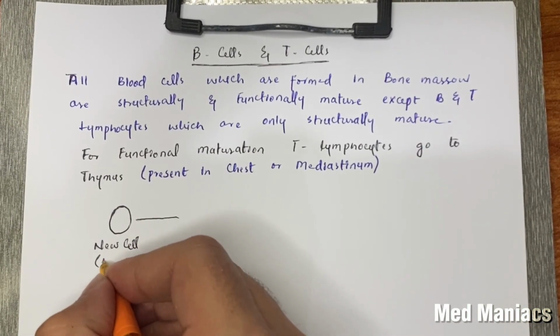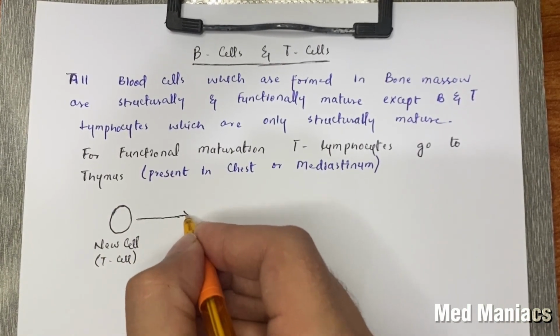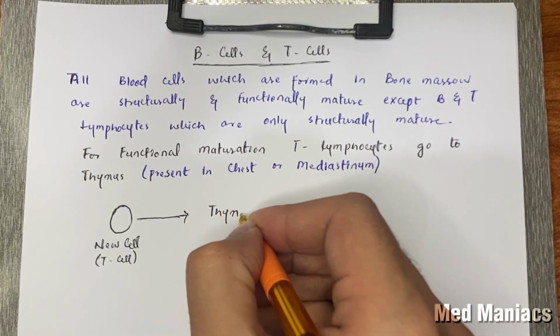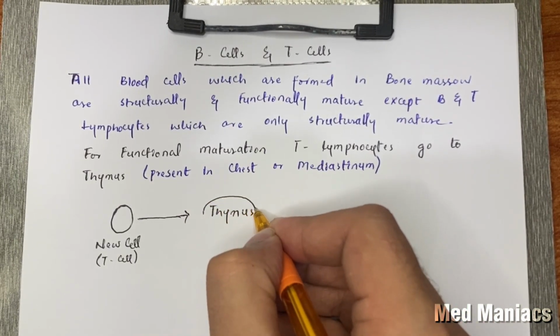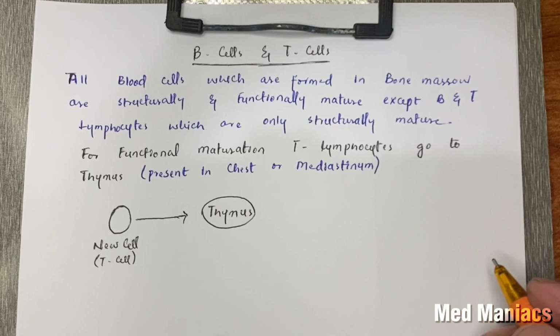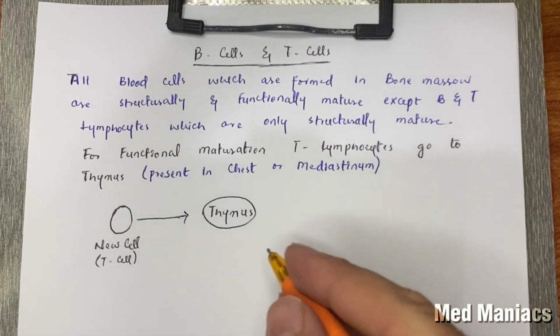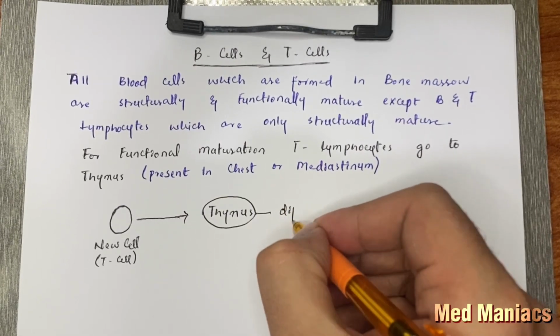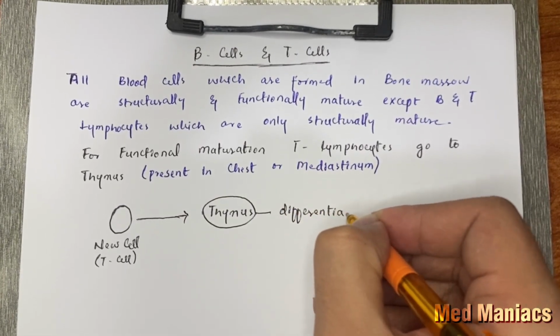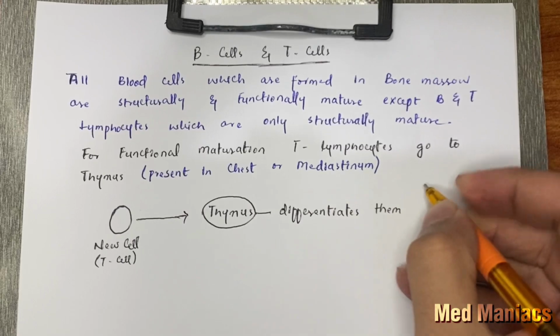Now we must remember that all the T cells in our body have different cell surface receptors. And these cell surface receptors are called clusters of differentiation. Basically, these are the receptors through which we can differentiate between different types of T cells.